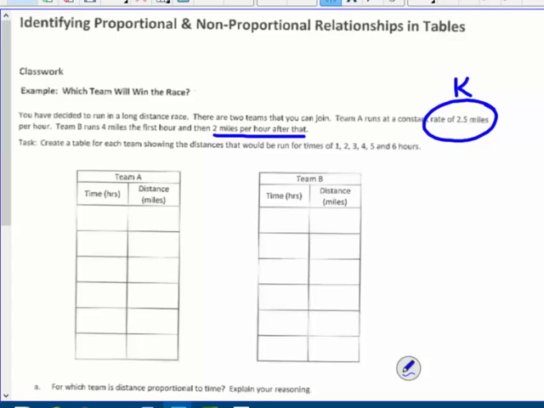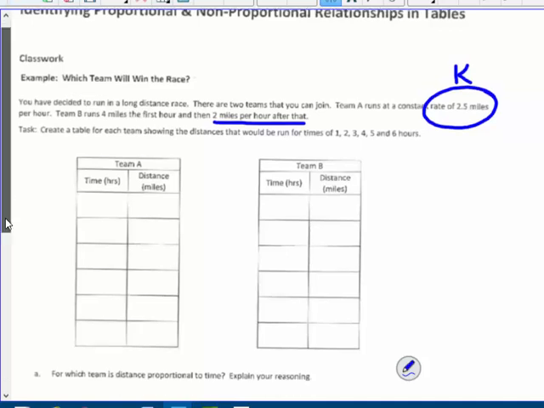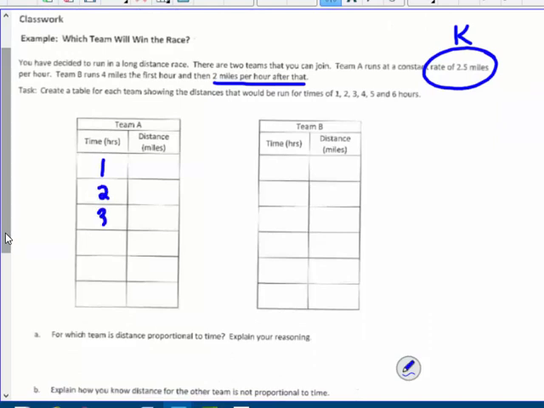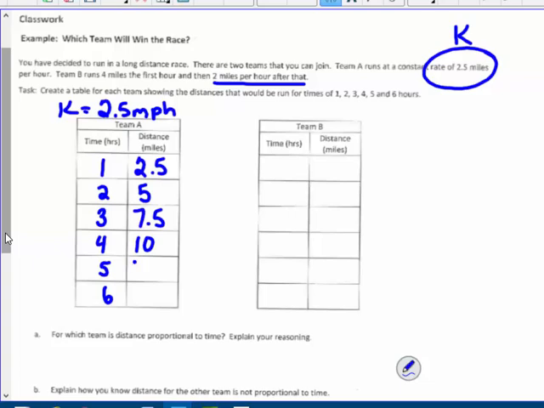Your task, create a table for each team showing the distances that would be run for the times of 1, 2, 3, 4, 5, and 6 hours. Okay, so 1, 2, 3, 4, 5, and 6 hours. Team A, remember, is 2.5 miles per hour. So their k is constant. So 1 times 2.5, 2.5. 2 times 2.5, 5. 3 times 2.5, 7.5. 4 times 2.5, 10. 5 times 2.5, 12.5. 6 times 2.5, 15.